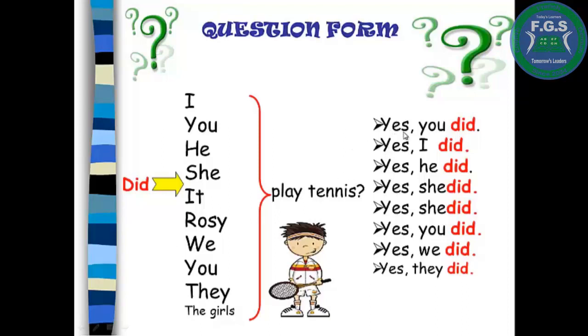So I can say, yes, you did. Yes, I did. Yes, he did. Yes, she did. Yes, you did. Yes, we did. Yes, they did. Notice here, did you becomes yes, I. You turns to I, okay?